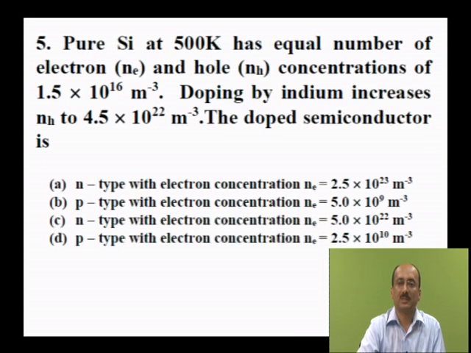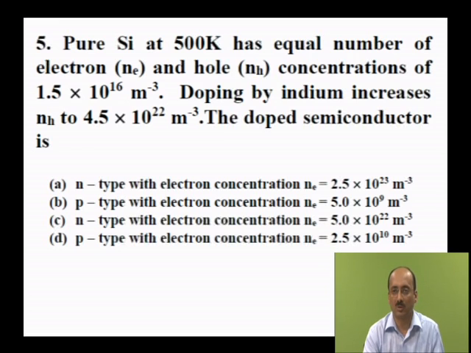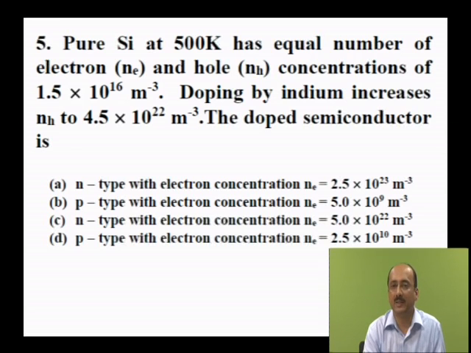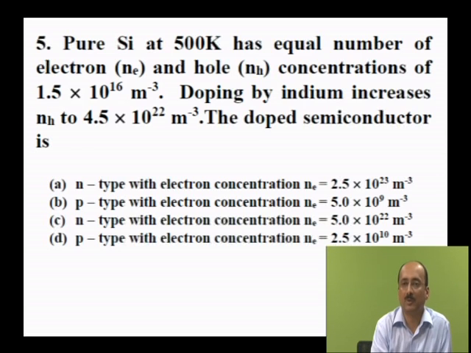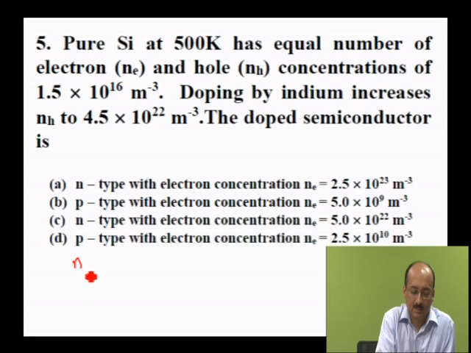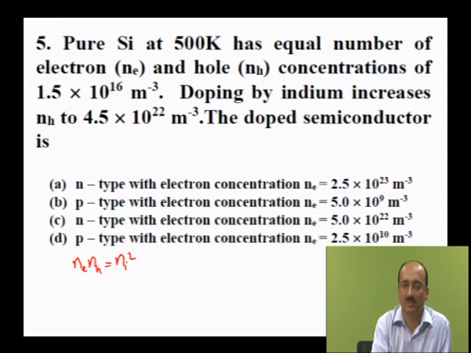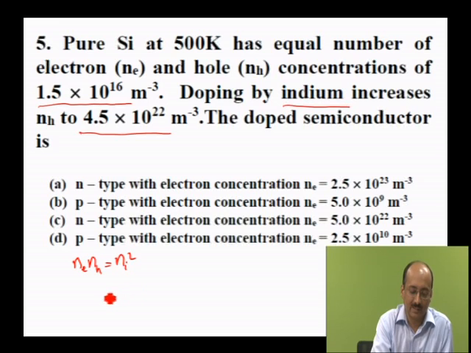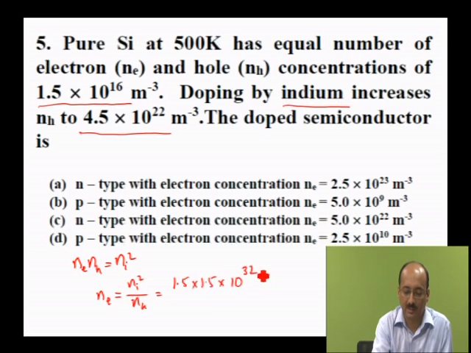Fifth one: pure silicon at 500 Kelvin has equal number of electron and hole concentrations. They have given the number. Doping by indium increases NH to 4.5 into 10 to the power of 22 per meter cube. The doped semiconductor is? Now when you are having this situation, you will go by this relation Ne into NH is equal to Ni square, where Ni is called intrinsic carrier concentration. They have given Ni, that is this value, and since it is doping by indium, this is NH value. So they are interested in knowing what is Ne. So Ne will be equal to Ni square by NH. I will take it like 1.5 square, 10 raised to 6 and 16 is 32, entire thing divided by 4.5 into 10 to the power of 22.